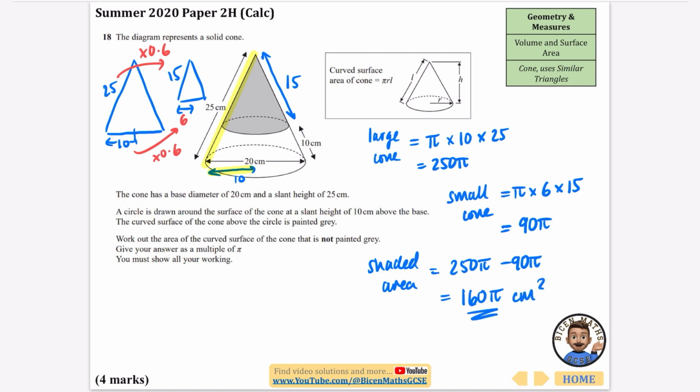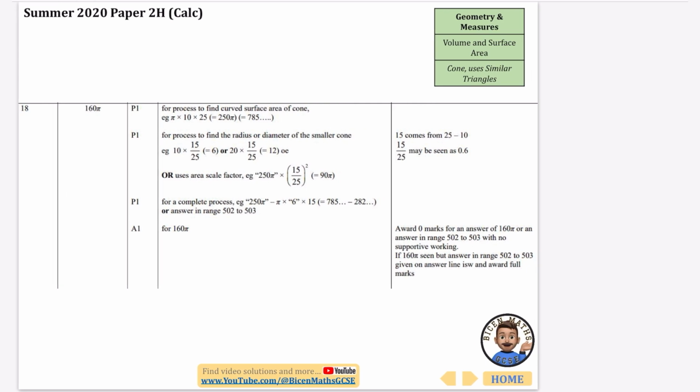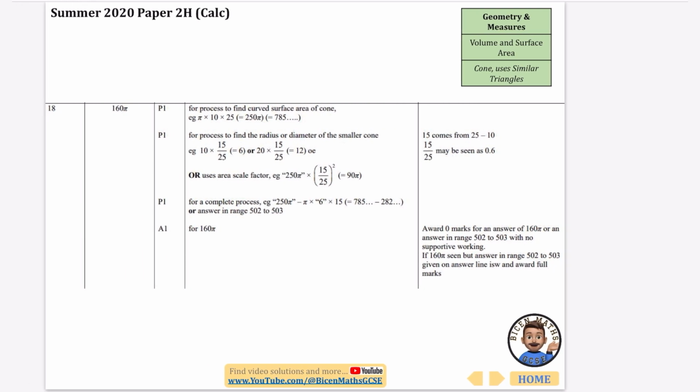So the key thing is that we had these similar shapes going up here, and that was because of the triangles sharing the same angles. So we do have the 160 pi, and yeah, that's how that one should be answered.